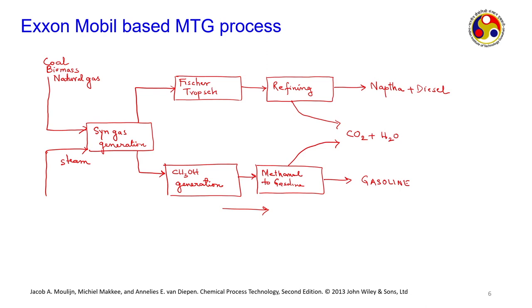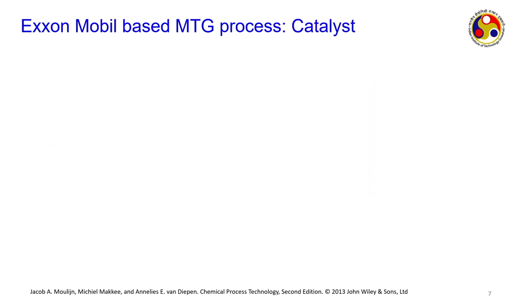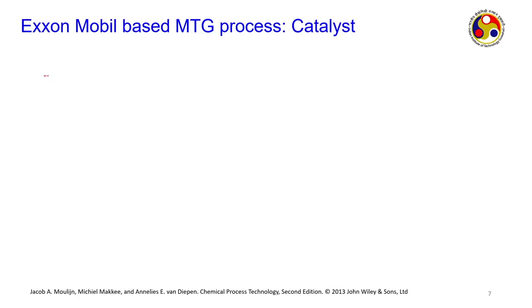Let us go ahead. Now the catalyst. The catalyst part is very important because on this basis the separation takes place. The catalyst is usually, as I will be discussing later also, the zeolite based catalyst. The name is ZSM5. You should know these names, ZSM5.